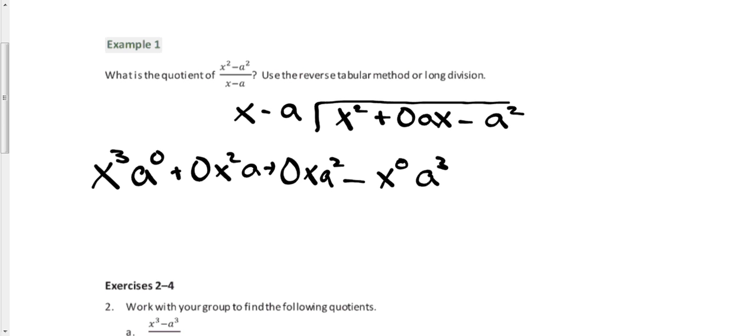So the pattern here is the a's start with the 0 power and continuously step up. This is a to the 0. A is just a to what power, Giselle? What power is just a? It's the first power, right? And then a squared and a cubed. You see how it steps up? It starts from 0 and steps up. And then x starts at the third power and then steps down. So it's 3, 2, 1, 0.